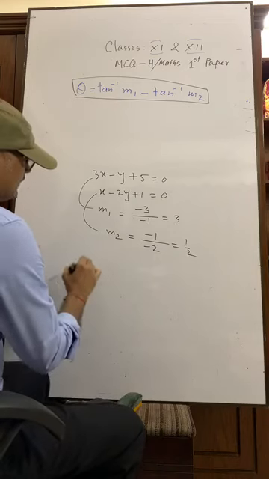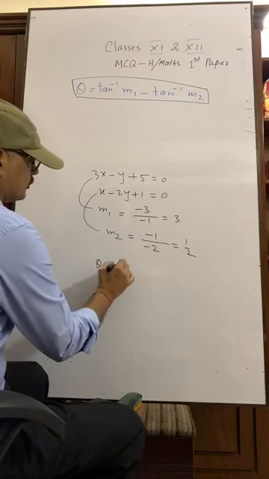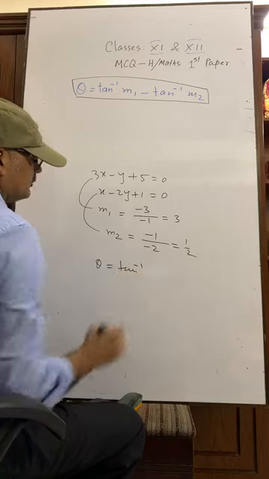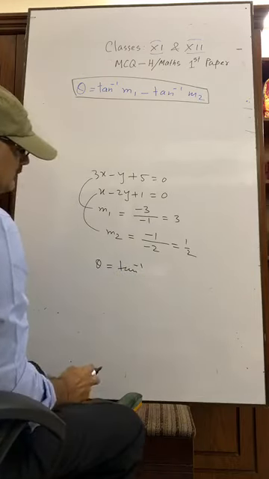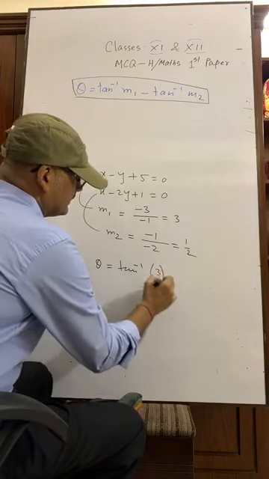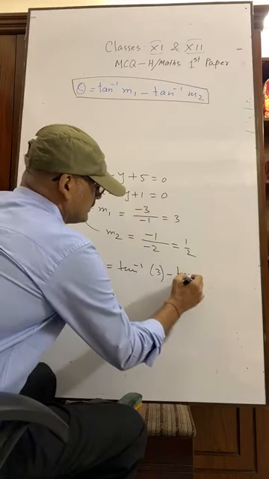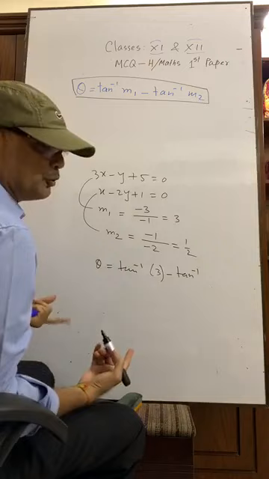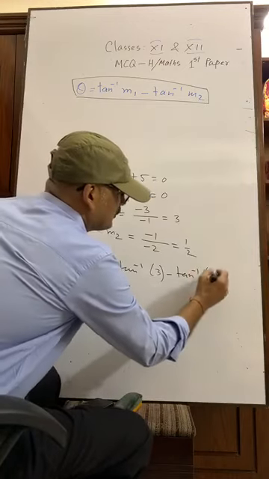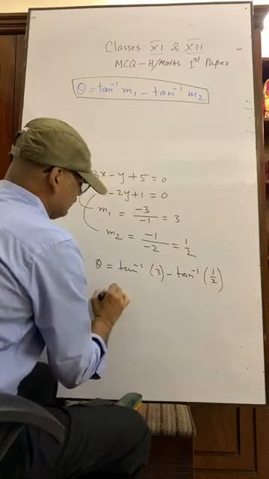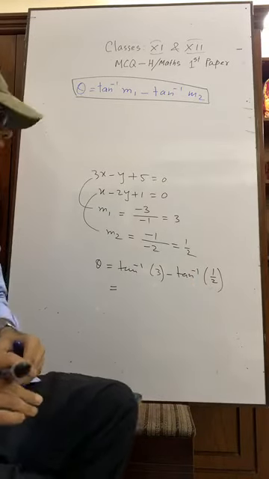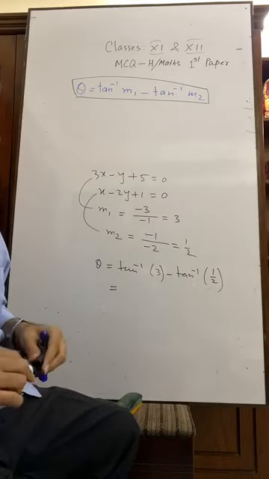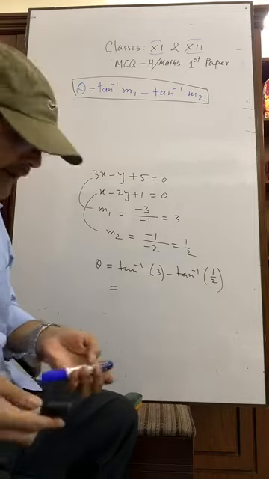Now you just write down theta equals tan inverse m1. So what is m1? m1 is here 3, minus tan inverse m2. What is m2? m2 is here half. Now it is your turn to answer. Please let me get the answer quick.